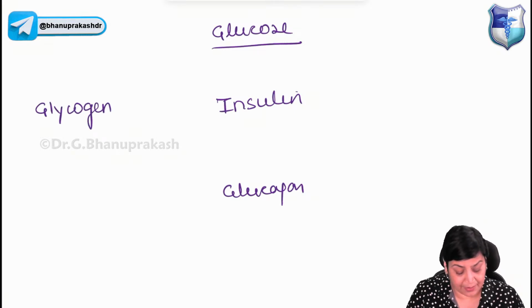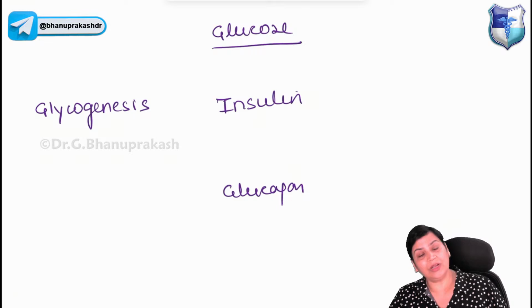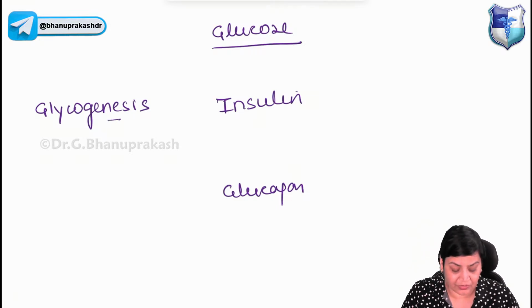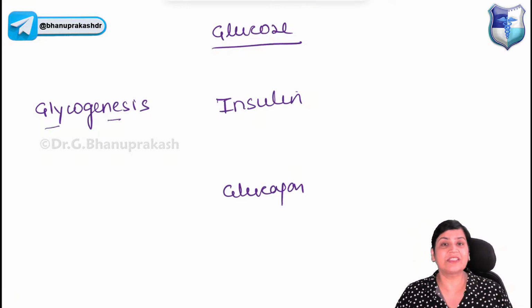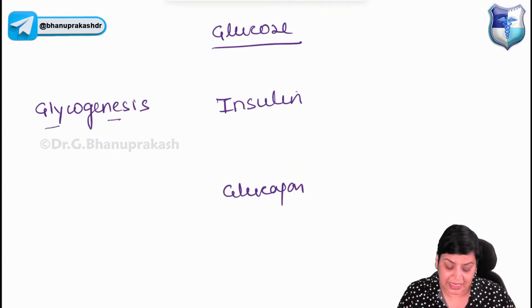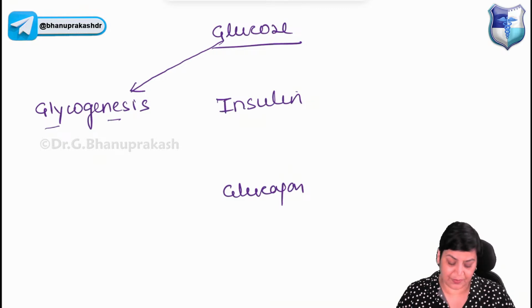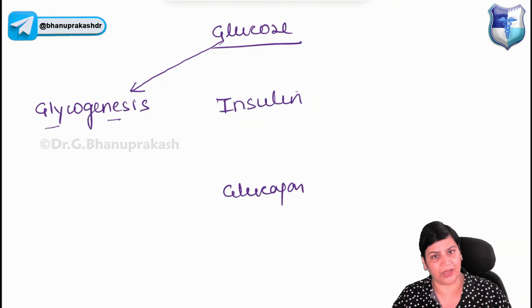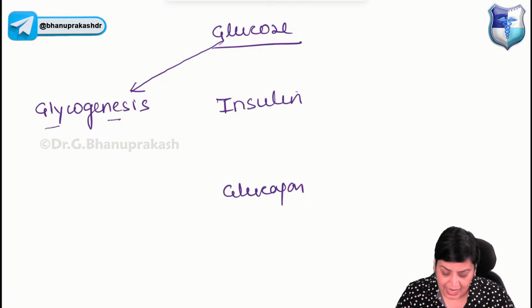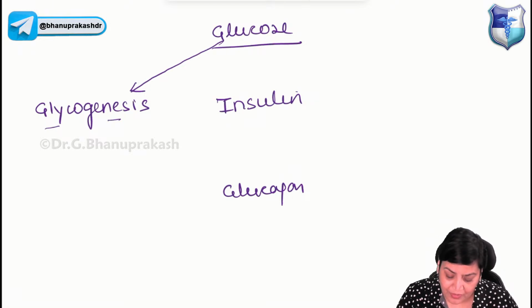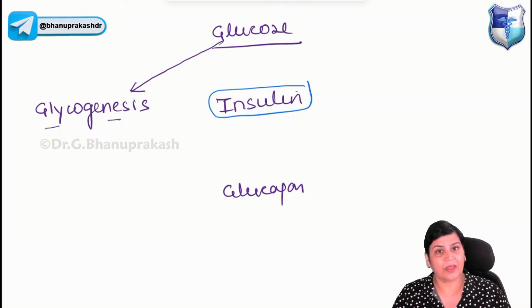Suppose I talk about glycogenesis. One example I am taking. You know what glycogenesis is? It is the formation of glycogen. And I told you whenever something is produced, it is an anabolic process. That means it is utilizing glucose. So glucose will be converted to glycogen and it will be stored. Now I ask you, what will be the mode of action of insulin?